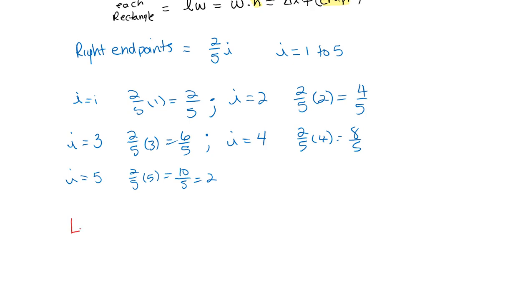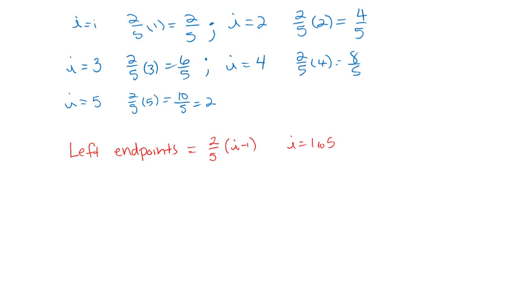Then we're going to be able to get the left endpoints by shifting to the right. So we're going to make this i minus 1 from i equal 1 to 5. 2/5 times i minus 1 from i equal 1 to 5. So let's take a look at that and make sure it matches with the left endpoints that we have.